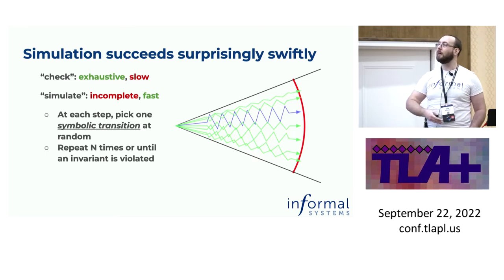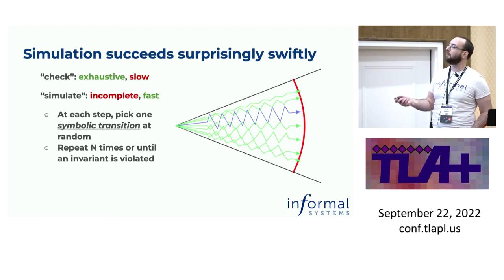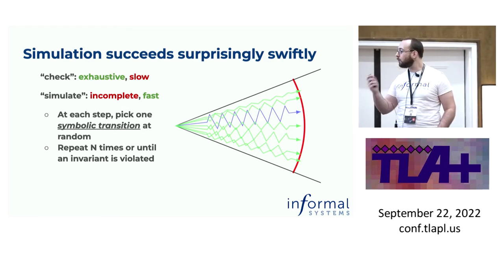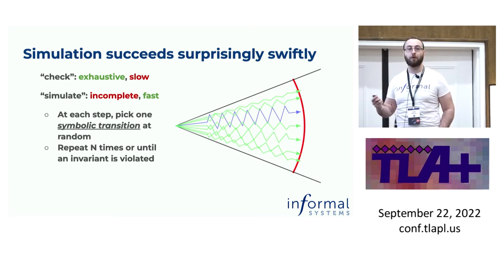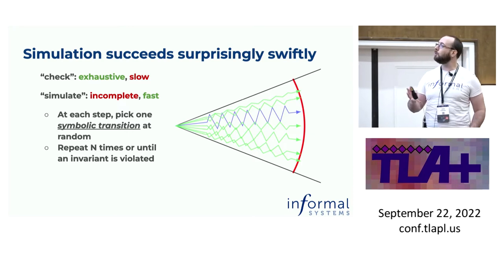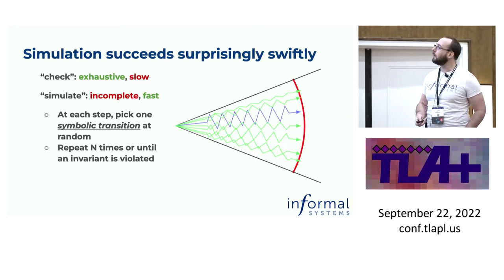But the flip side, of course, is that it's incomplete because there is no guarantee that even if you do 1,000, 1,000,000, 100,000,000 simulations, you actually cover all of the behavior. And that's what check does. So these two things are actually dual to one another, right?